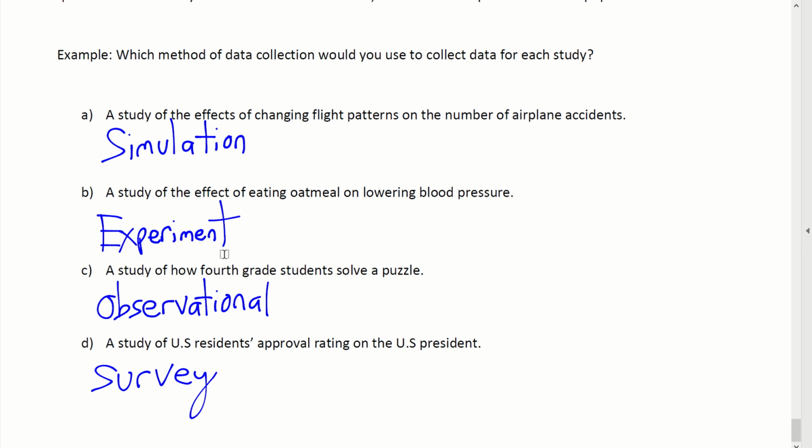If we wanted to study how fourth graders solve puzzles, this would be observational. And a study of U.S. residents' approval rating of the U.S. president could be done via a survey.